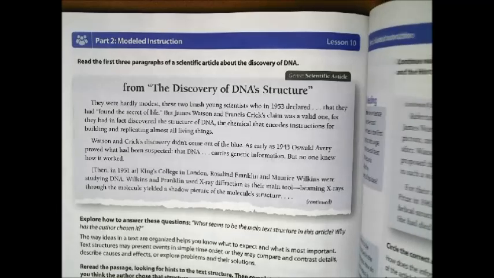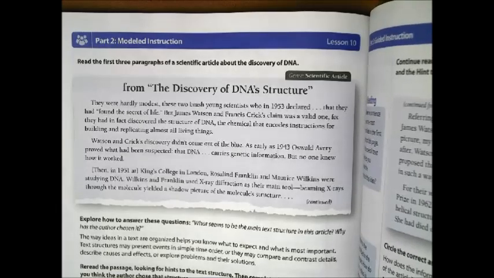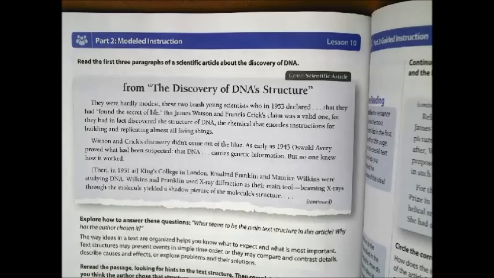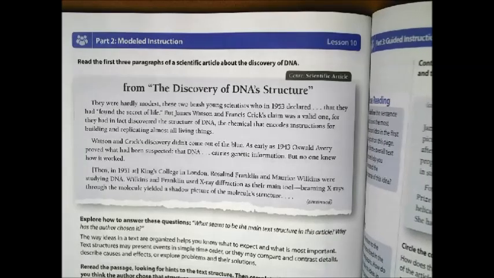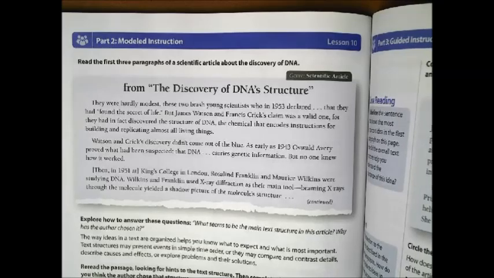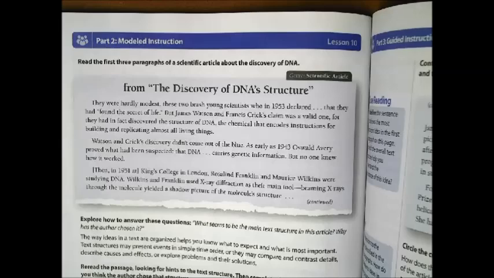They were hardly modest, these two brash young scientists who in 1953 declared that they had found the secret of life. But James Watson and Francis Crick's claim was a valid one, for they had in fact discovered the structure of DNA, the chemical that encodes instructions for building and replicating almost all living things.